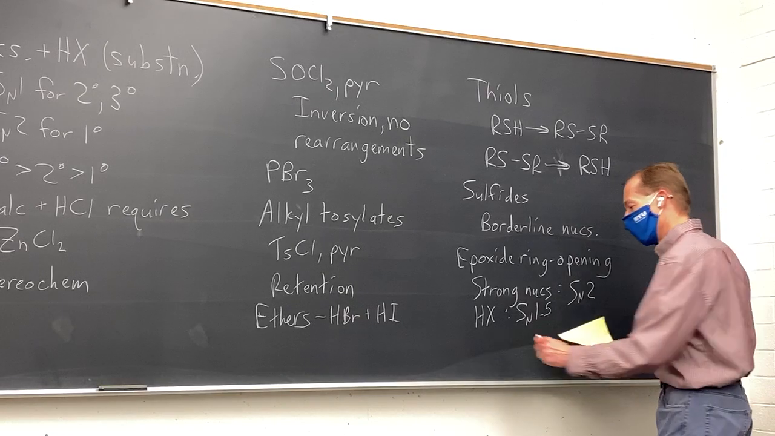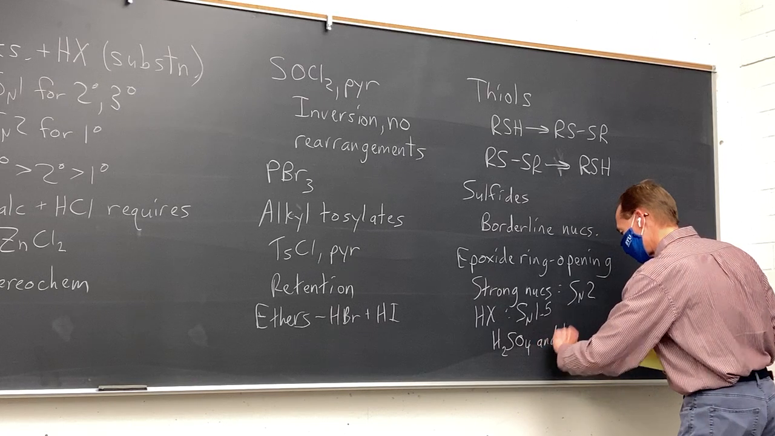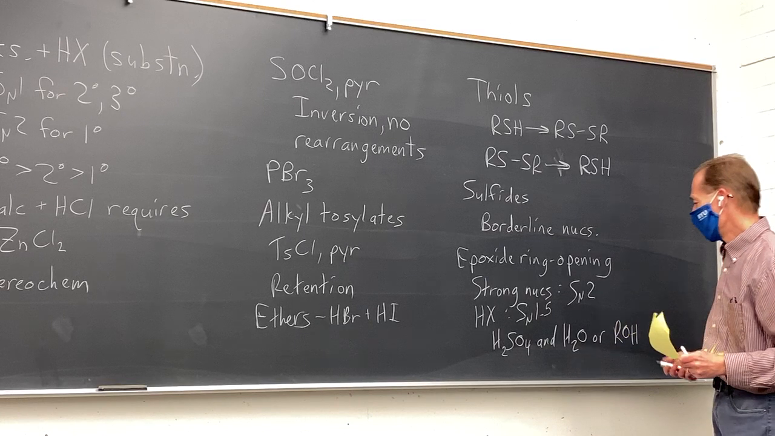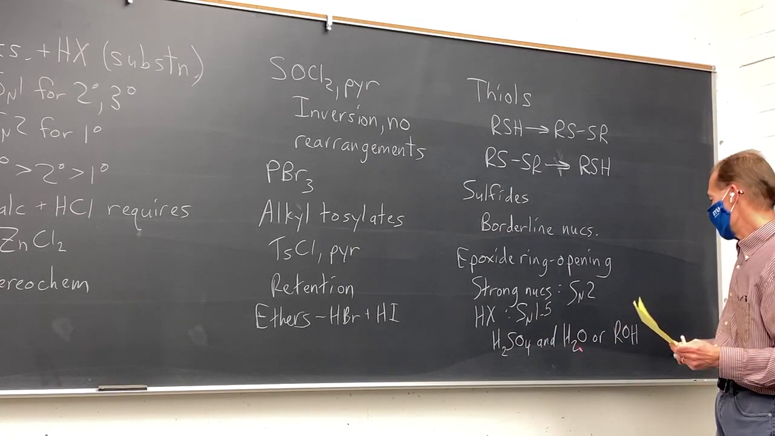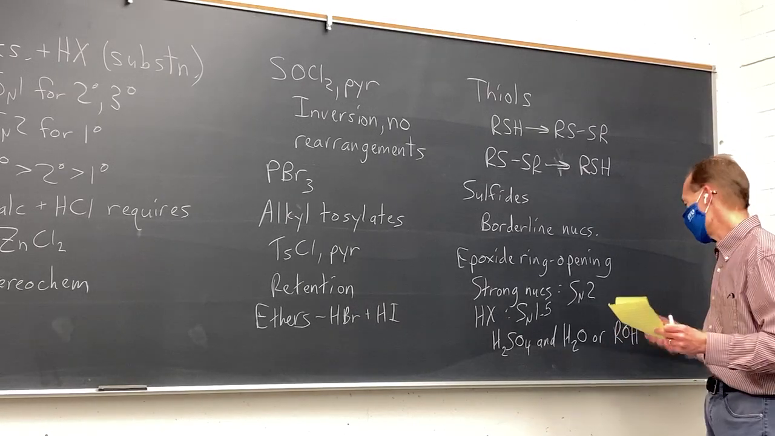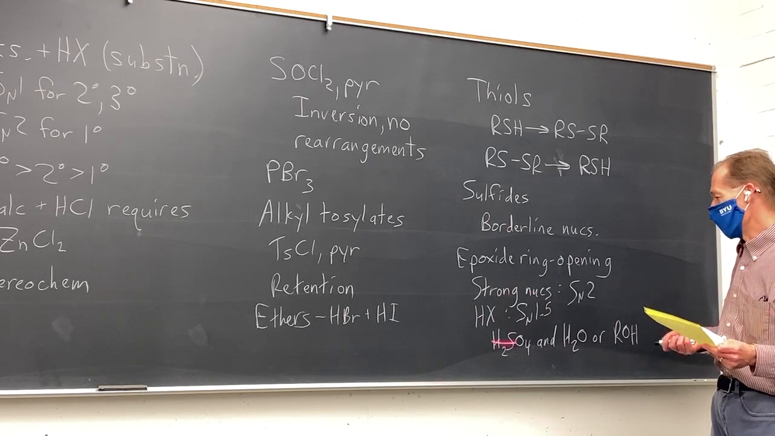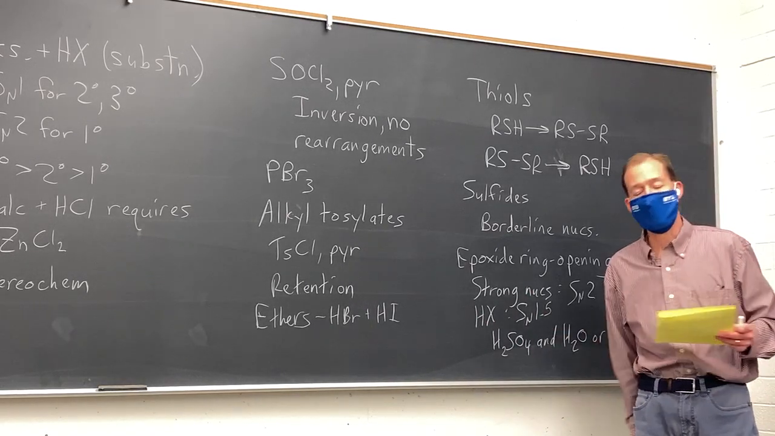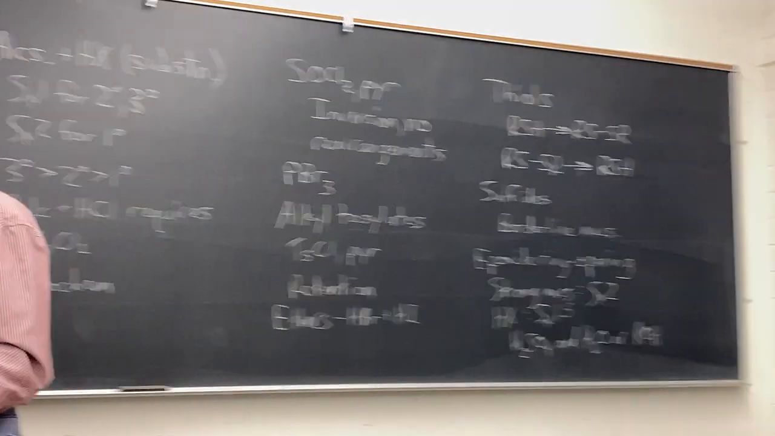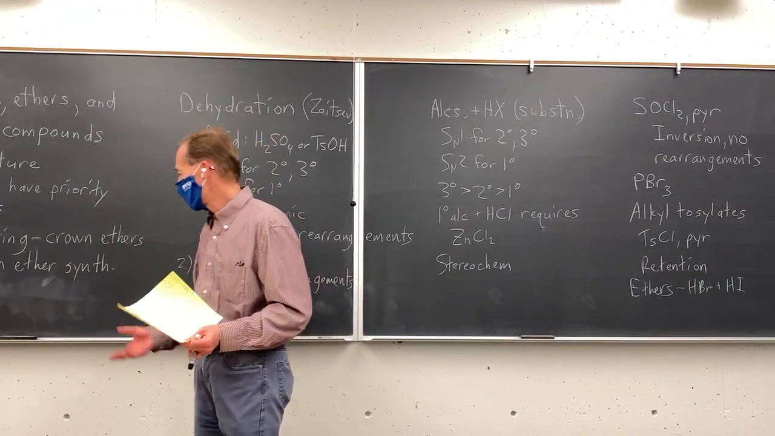Finally, we can also use sulfuric acid and water or an alcohol, and the same thing happens. We just use the alcohol or the water as a nucleophile. We either get a diol or an ether as the product of this reaction, but it follows the same mechanism as the HX ring opening. All right, so that is everything from chapter 9, one of our longer chapters.